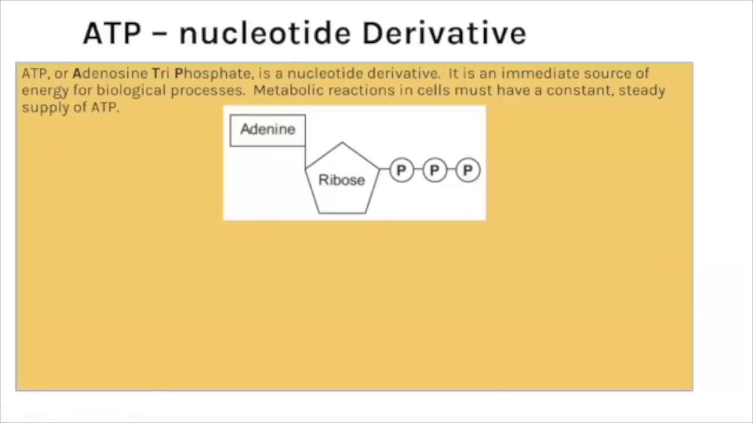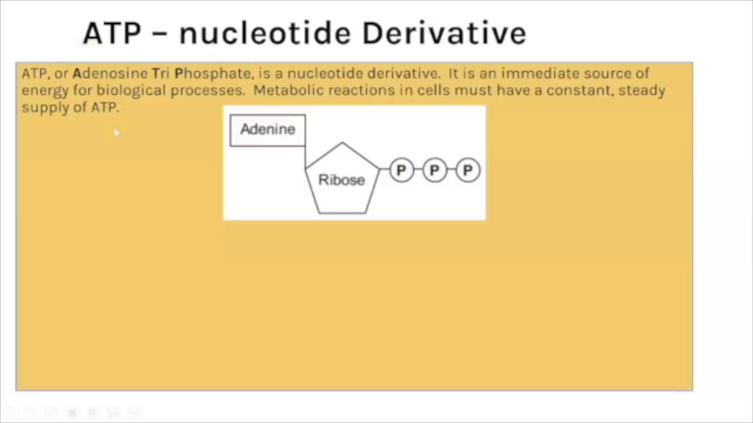Now, ATP is what we call a nucleotide derivative, and that's because it's very similar in structure to DNA and RNA. It still has a pentose sugar, it still has a nitrogen-containing base and a phosphate group, but it actually has 3 phosphate groups. It will always have ribose and it will always have adenine. So adenosine triphosphate is what ATP stands for.